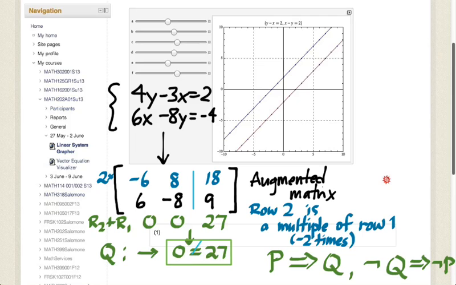Okay, so here was their system. Let's rearrange it in the way that we were accustomed to rearranging it. So let's get the x and the y in the same order on the top. So help me out. This was negative 3x plus 4y? Yes. Okay. And so if we were to then put that into augmented matrix form, let's try and reproduce this as best we can here. Then I would have negative 3, 4, 2, and 6, negative 8, negative 4.